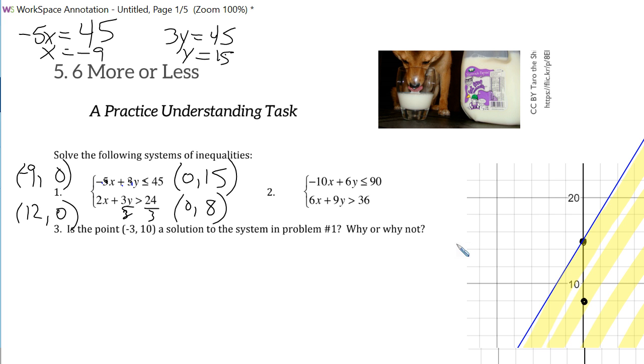Now notice, this line does not have an equal sign under it. So I need to change my line from a solid to a dashed line. Oops, sorry. Undo that. Dashed line.